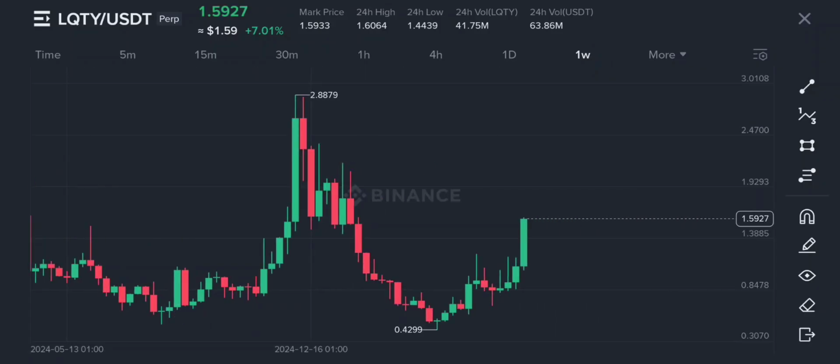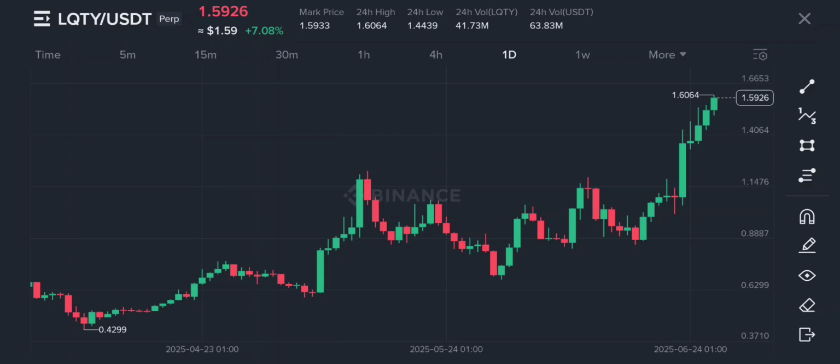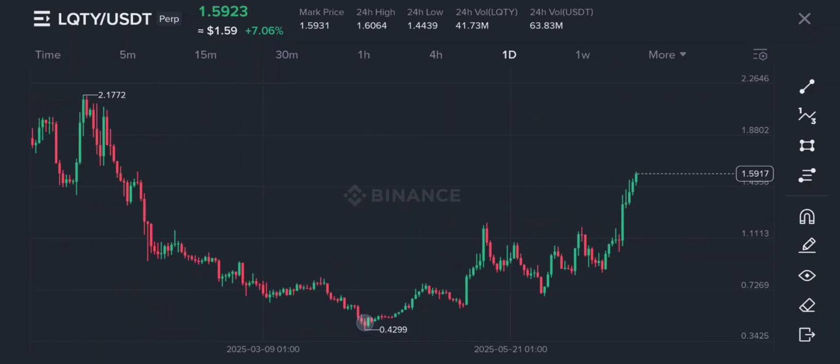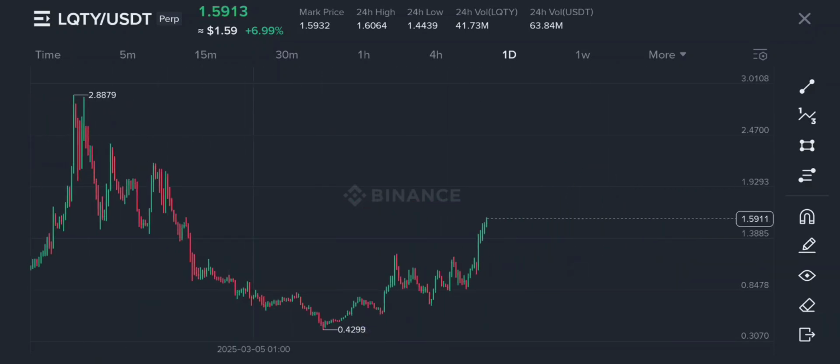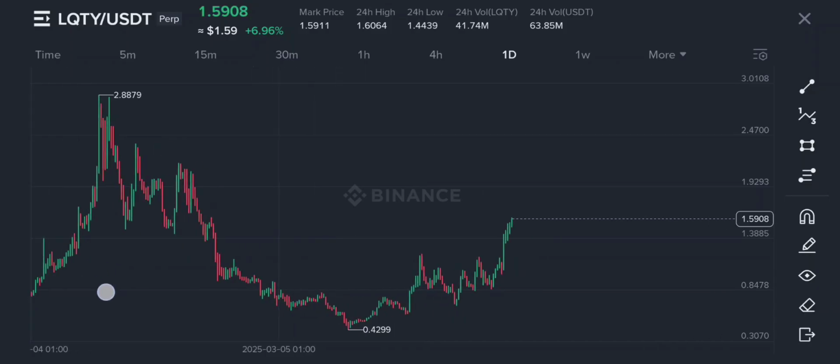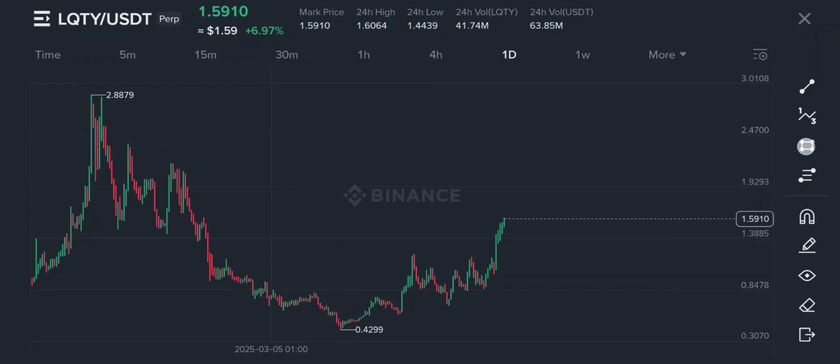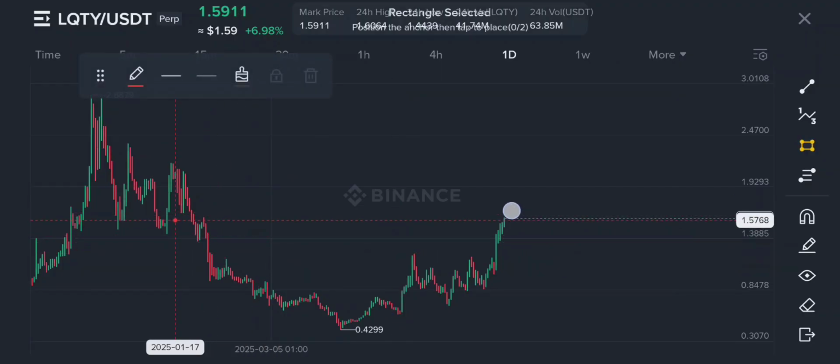I normally do this on the daily time frame, maybe for coins whose market cap is not up to, let's say, 200 million or 500 million. But generally I do this on the daily and weekly time frame. So I'm doing it on the daily time frame here. Just follow me and see how I'm going to mark out my point of interest.